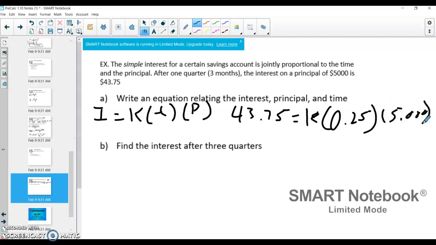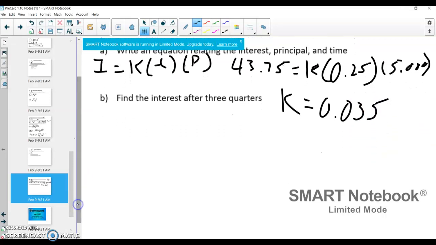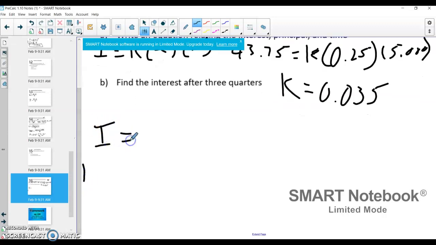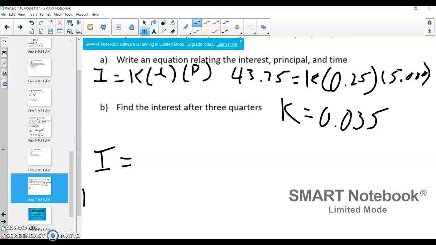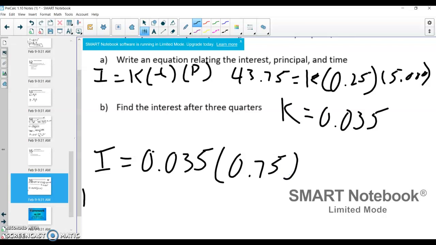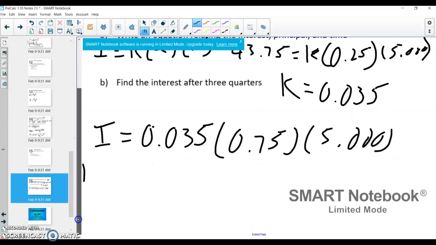Again, I'm going to pause and solve for k here. After solving for k, I got k equals 0.035. Now I can use that to figure out the interest after 3 quarters. I is what I'm looking for, the interest. k is 0.035. Time is 3 quarters, so if 1 quarter is 0.25, 3 quarters is 0.75. And then my original principal is still $5,000. We can see how much interest I'm about to make over those 3 quarters.